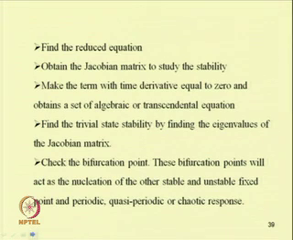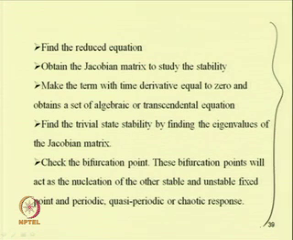So, one can follow this procedure: first find the reduced equation, obtain the Jacobian matrix to study the stability, make the term with time derivative equal to 0 and obtain a set of algebraic or transcendental equations. Find the trivial state stability by finding the eigenvalues of the Jacobian matrix, and check the bifurcation points. So, these bifurcation points will act as the nucleation of other stable and unstable fixed points, periodic and quasi-periodic or chaotic response.